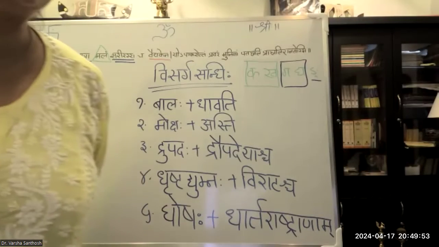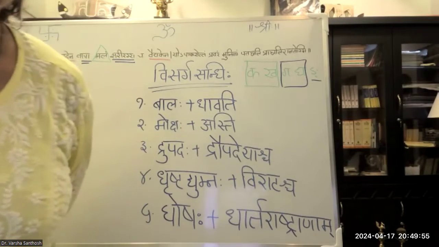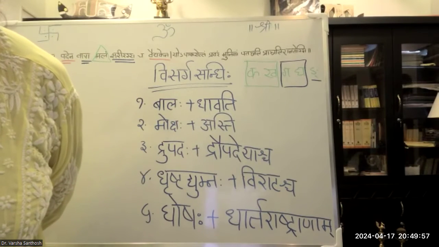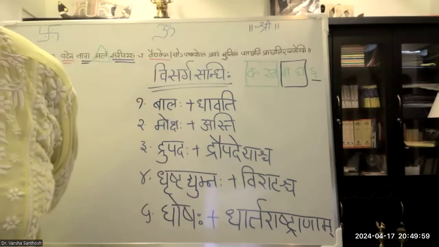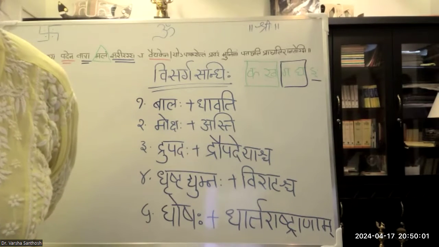In Mridu Vyanjana, Ya, Ra, La, Va also come, right? Not the sibilants, not the sha, sa. Ya, Ra, La, Va and Ha are also Mridu Vyanjanas.